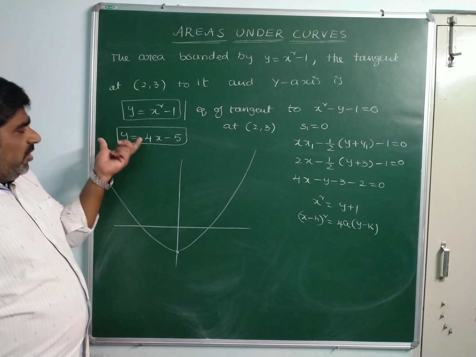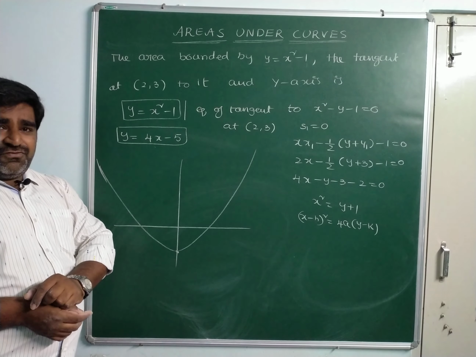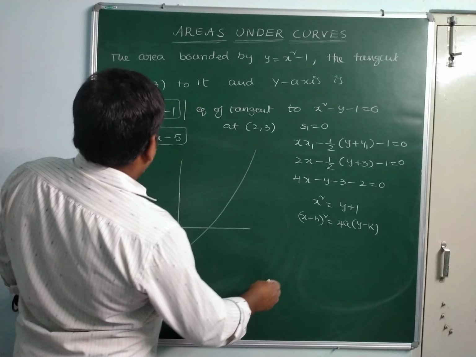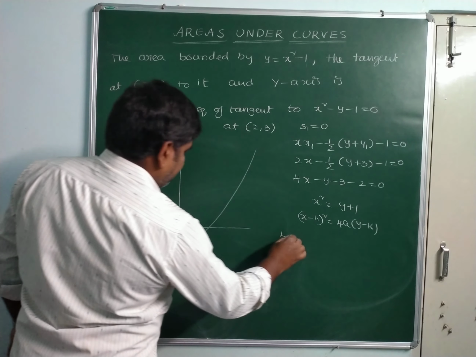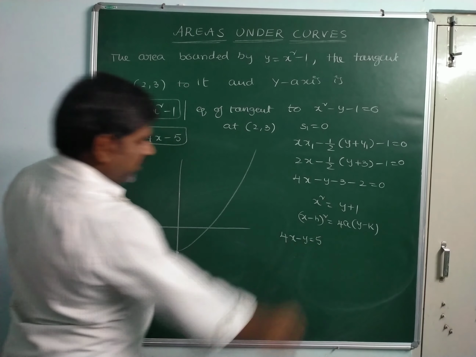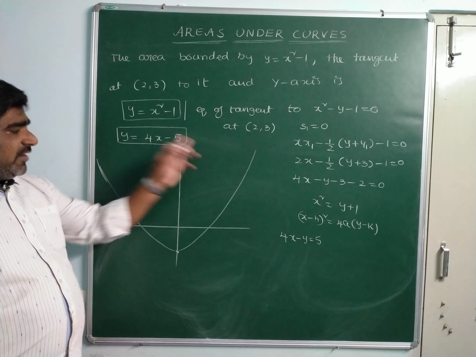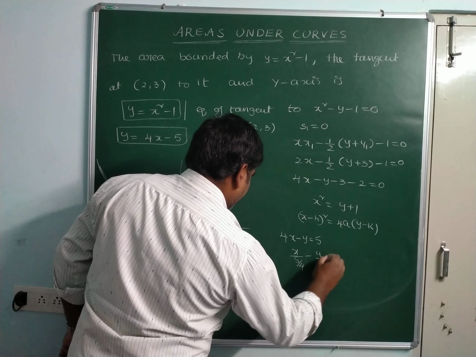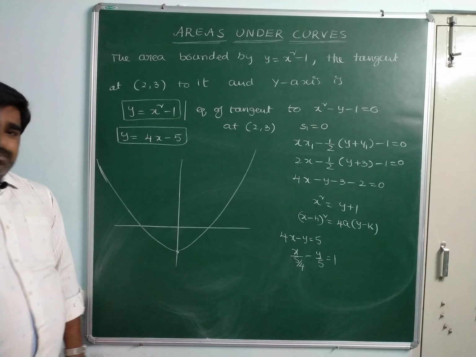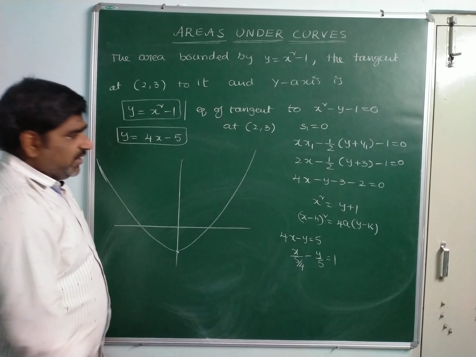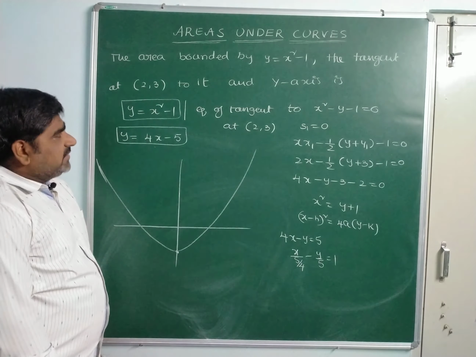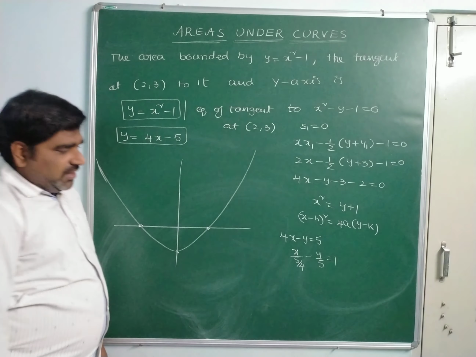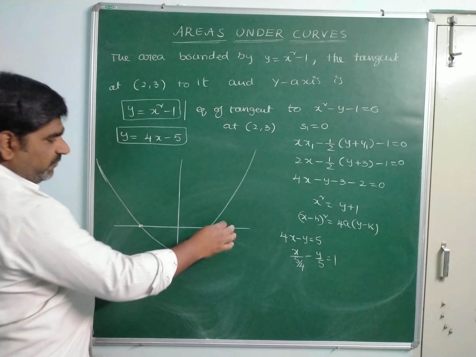Achha. So now the line y equal to 4x minus 5. Write it in an order like this: 4x minus y equals to 5. So from this, x by 5 by 4 minus y by 5 equals to 1. So 5 by 4 means it is more than 1. Where it cuts the x-axis means y equals 0. So it cuts the x-axis at 5 by 4 comma 0, and 5 by 4 means more than 1.